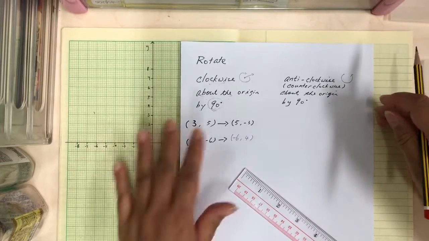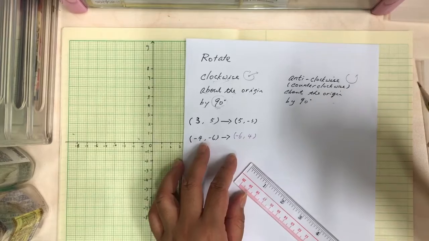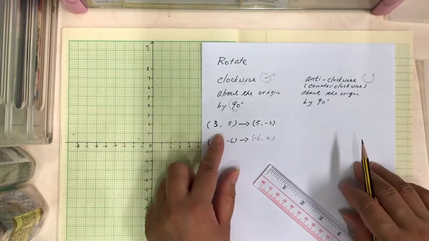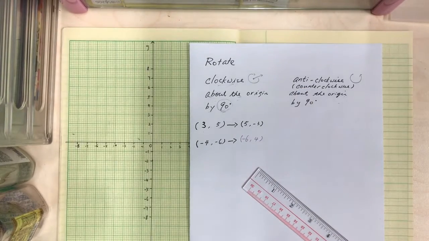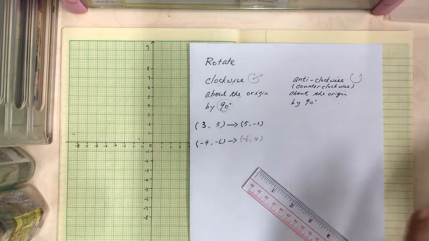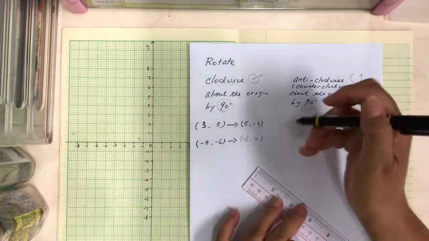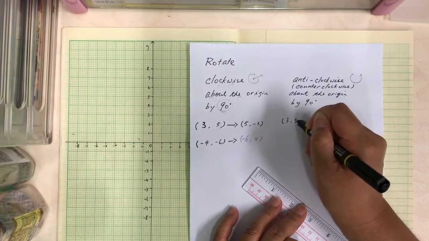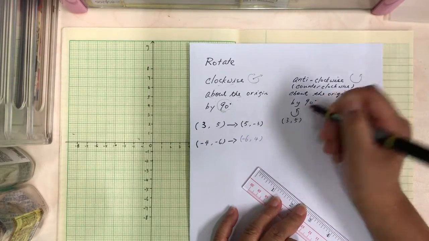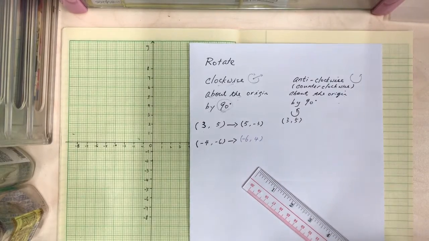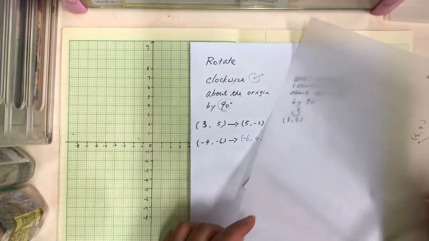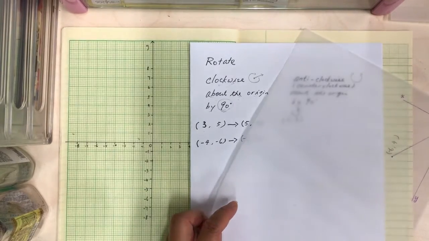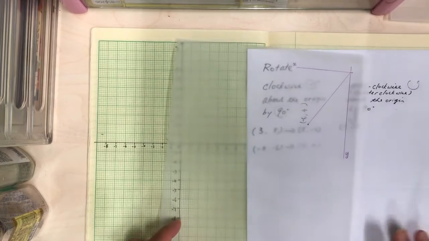Okay, and then we'll use the same points as in the previous video. 3, 5. But this time we move in the anti-clockwise direction. Therefore, we try to look at 3, 5. If it is rotated about the origin in this direction, what will be the image? And similarly, we can use a piece of transfer paper to help us locate the points.